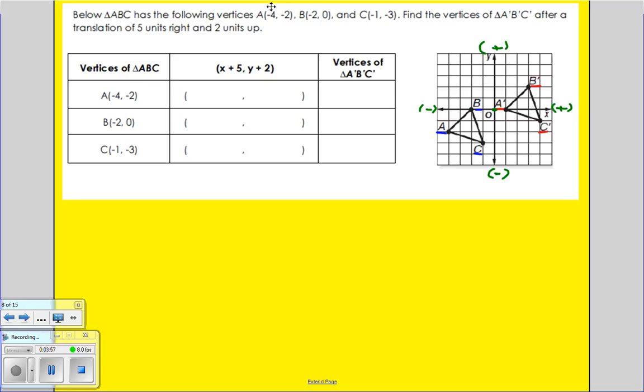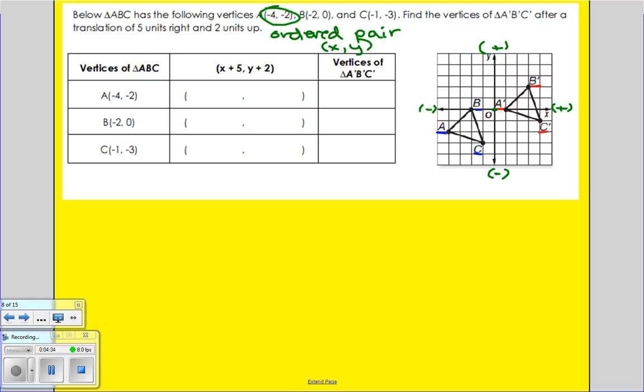Whenever you're looking at your points on your coordinate plane, you have x and y coordinates. The x coordinate always comes first, just like in the alphabet, x, y, z. The x coordinate always comes first, and the y coordinate always comes second. These are called ordered pairs, and it's always in the form of x, comma, y.